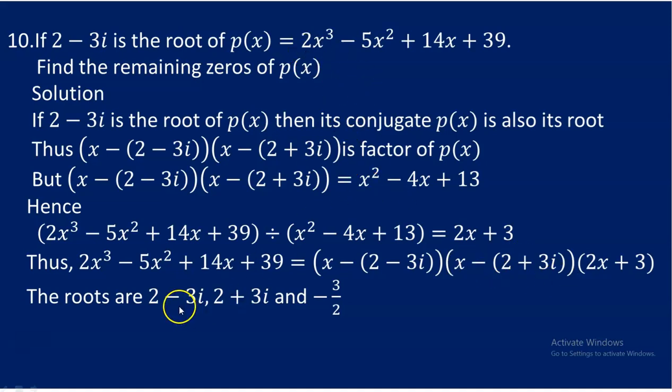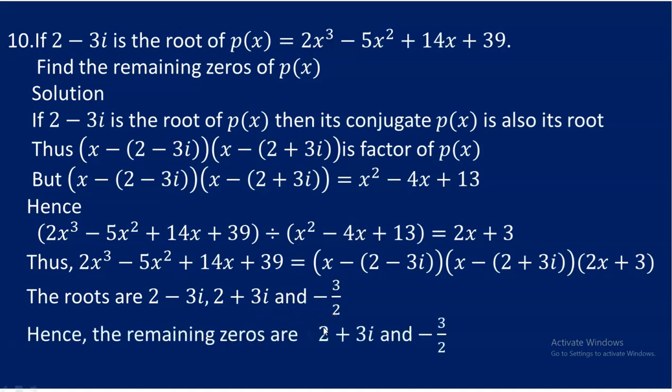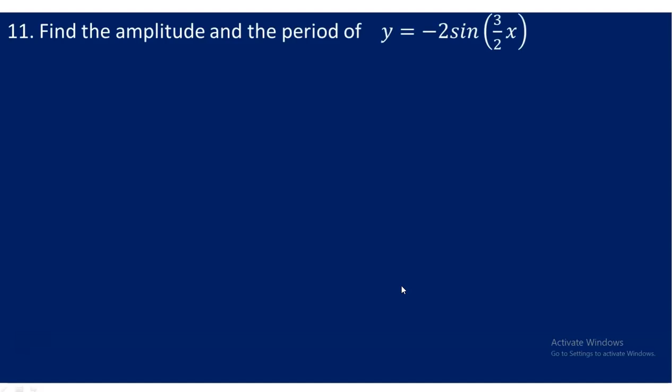So 2 minus 3i, 2 plus 3i, and minus 3 over 2 are the zeros. Since 2 minus 3i is given at the beginning, the remaining zeros are the last two: 2 plus 3i and minus 3 over 2. So simple to understand, I think. Having this into account, what comes next is question number 11.